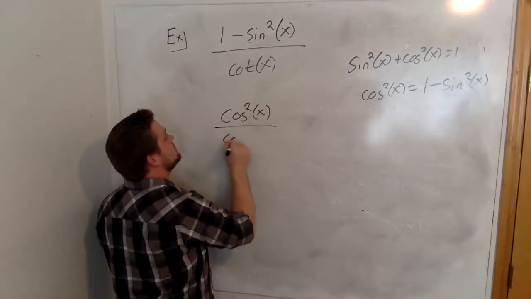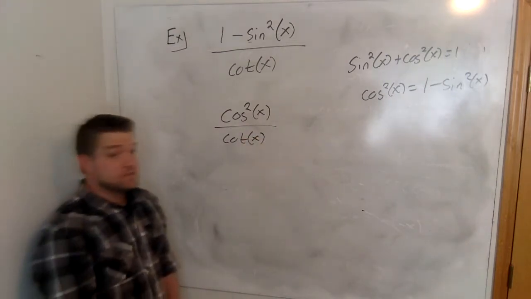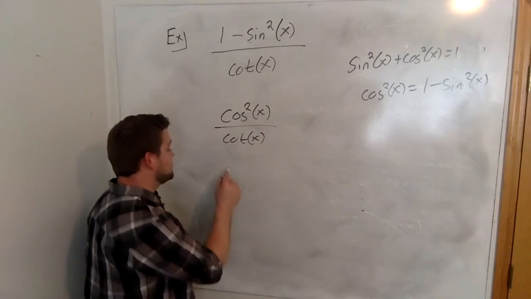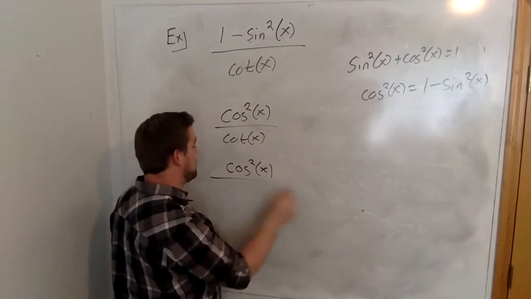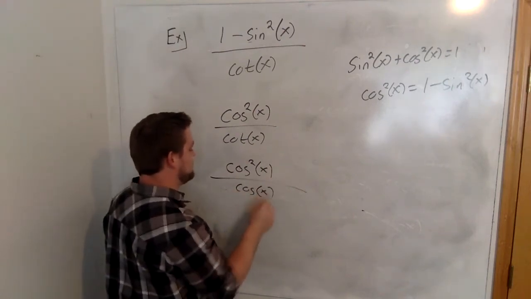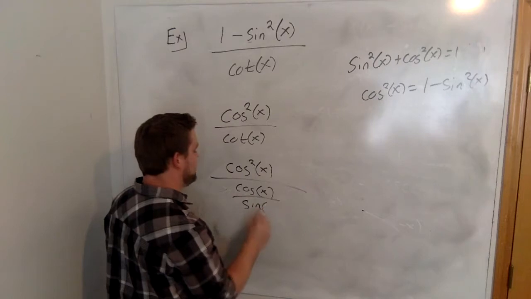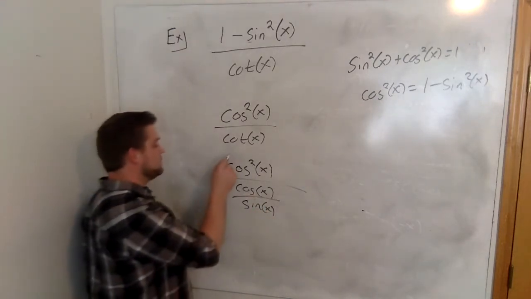All over the cotangent of x. Okay, from here you could write things in terms of sines and cosines. So we could write this as cosine squared of x all over, let's see, cotangent is the same thing as cosine of x all over sine of x. Okay, we could think about flipping and multiplying this here.